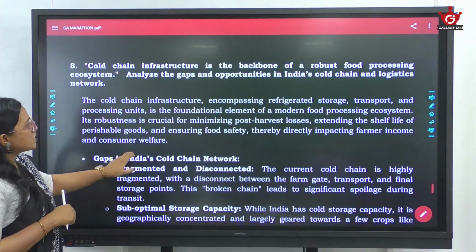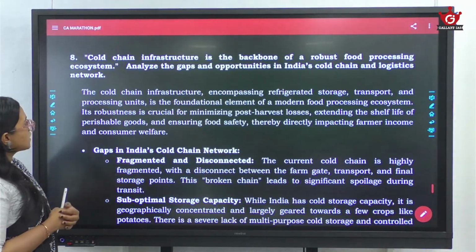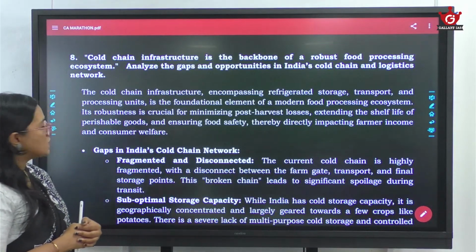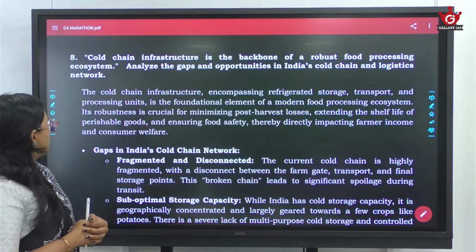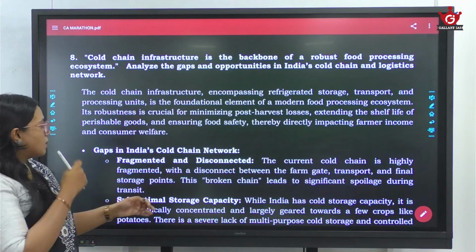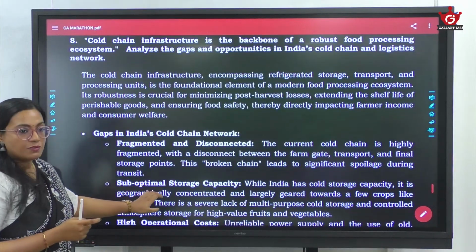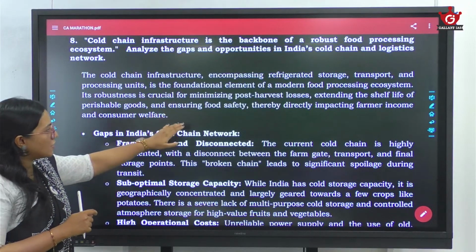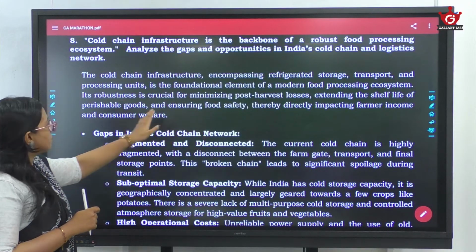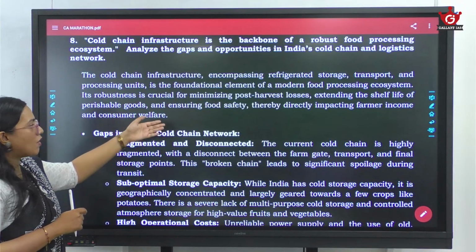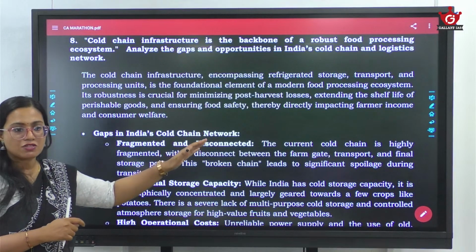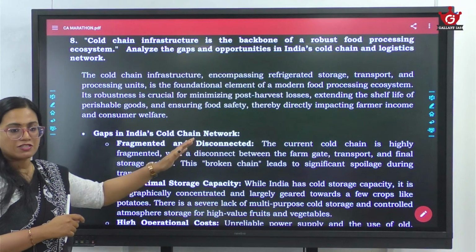Cold chain infrastructure is the backbone of the robust food processing ecosystem. Analyze the gaps and opportunities in India's cold chain and logistic network. So, what is cold chain infrastructure? That is what is mentioned in the introduction part. It relates to refrigerated storage, transport and processing unit, a foundational element of modern food processing setup. The food processing industry is also a major area for your mains.